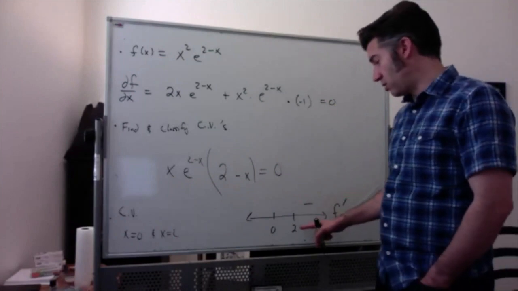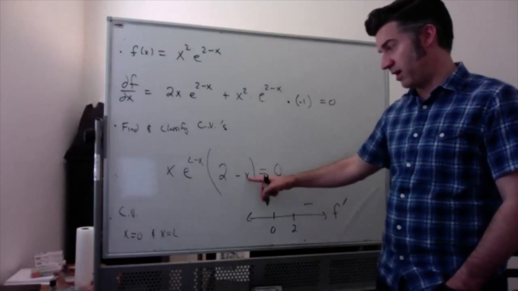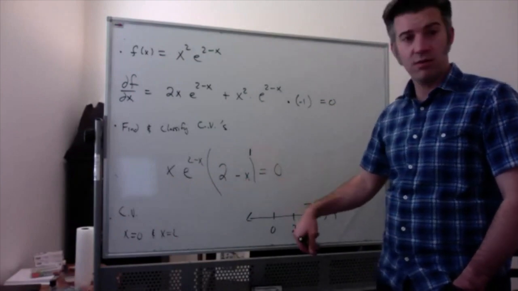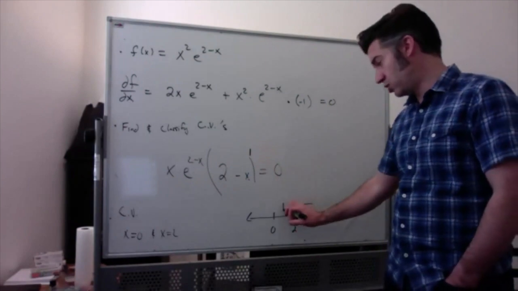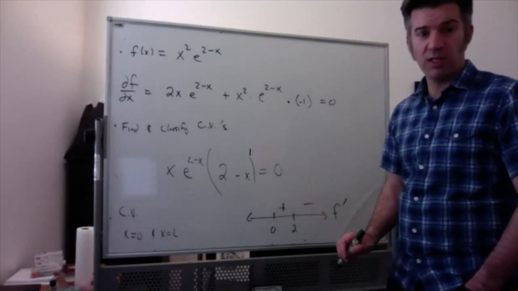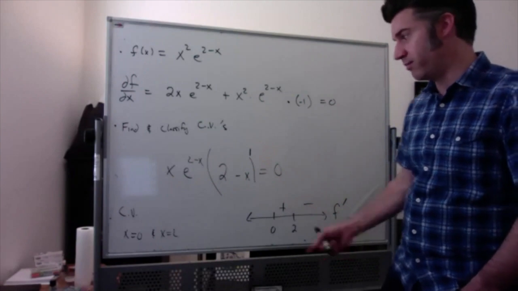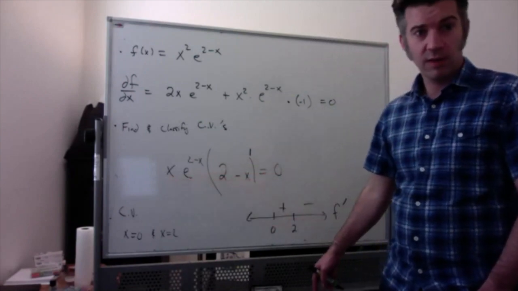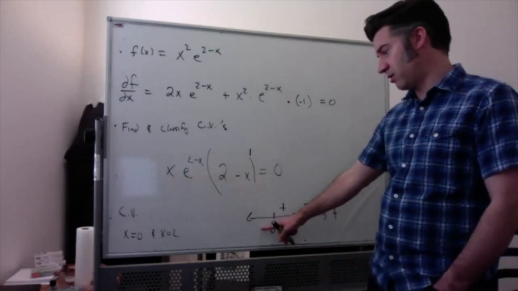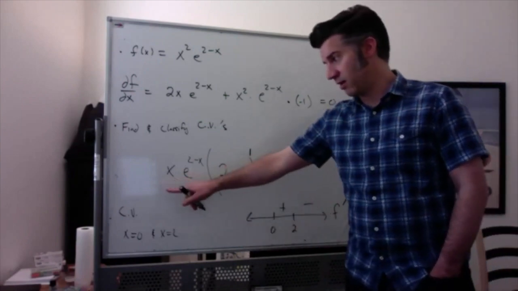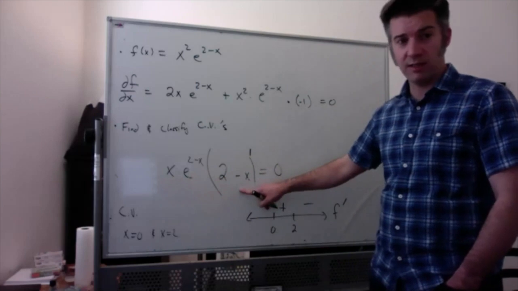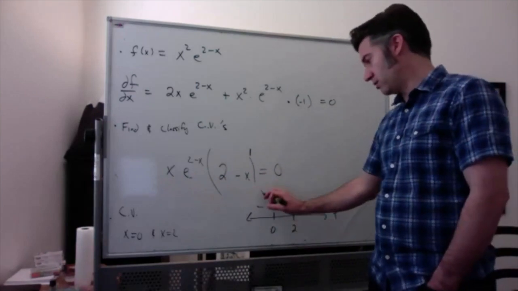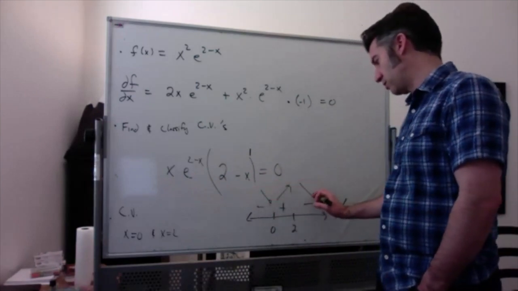And then you can either use the fact that 2 came from this factor, which has an odd power, which means the sign is going to change, or you can just pick a number between 0 and 2. If I pick 1, positive, positive, positive, the whole thing's positive. And if you pick something smaller than 0, like negative 1, it's going to be a negative times a positive, which will be negative. So it's decreasing, increasing, decreasing.